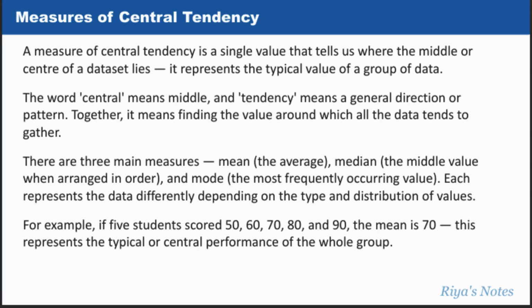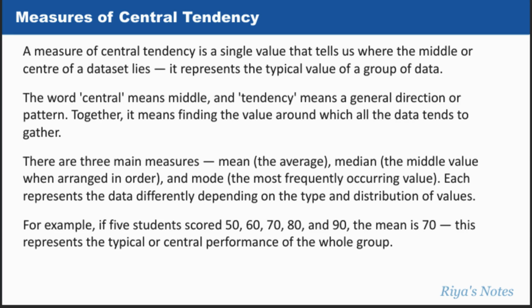Measures of central tendency. A measure of central tendency is a single value that tells us where the middle or center of a dataset lies. It represents the typical value of a group of data. The word central means middle, and tendency means a general direction or pattern. Together, it means finding the value around which all the data tends to gather.